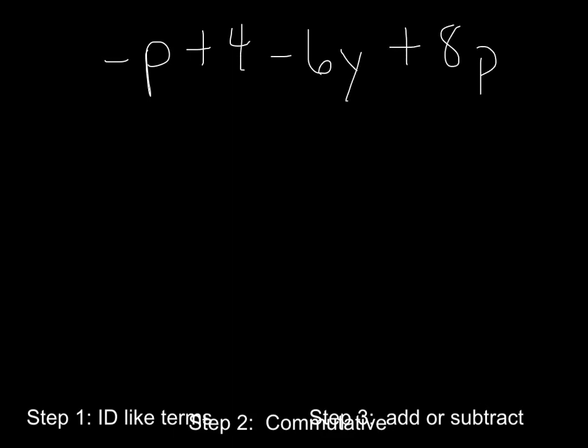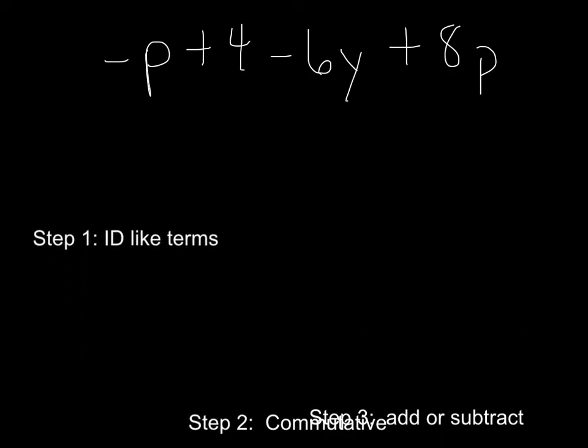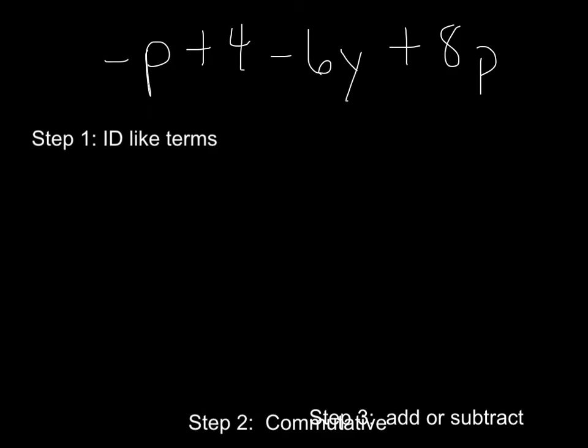The next problem I'm going to show you is negative p plus 4 minus 6y plus 8p. And the very first thing I'm going to notice is that I don't have to use the distributive property. There's no parentheses, there's no multiplying by a sum or product. So I'm going to go to identifying my like terms. So that's going to be step one for this problem.